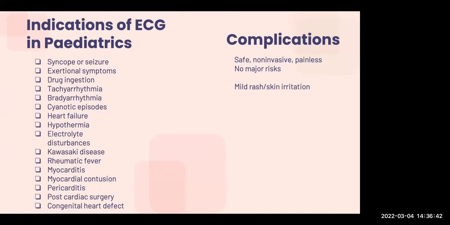So what are the indications for ECG in pediatrics? First of all, syncope or seizure, exertional symptoms, drug ingestion, arrhythmia, patient with cyanotic episode, diagnosed with heart failure, hypothermia, electrolyte disturbance, Kawasaki disease, rheumatic fever, myocarditis, myocardial contusion, pericarditis, post-cardiac surgery, and also patient with underlying congenital heart defect.